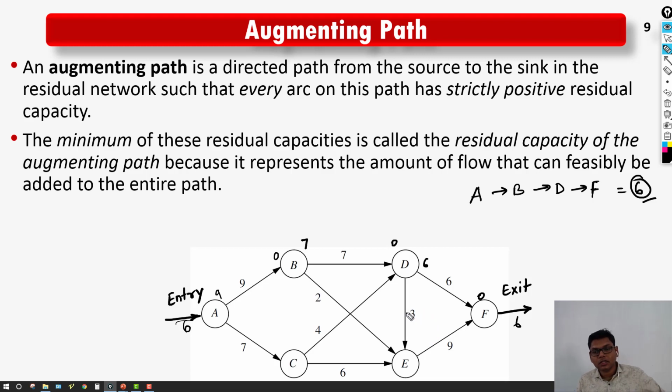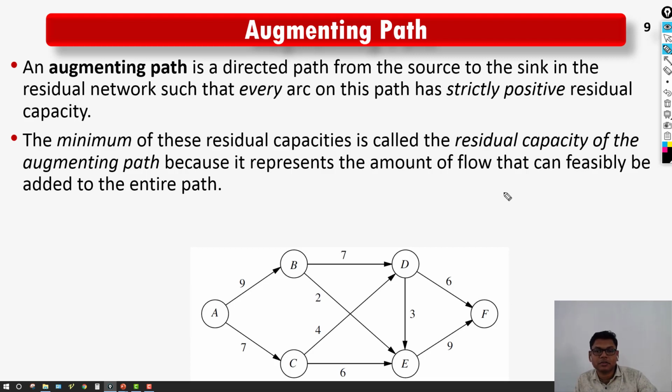Clear? So let's move to the example. Actually, the steps I will not go back to. I'll explain those steps through an example only. That will be much better. So let's move.